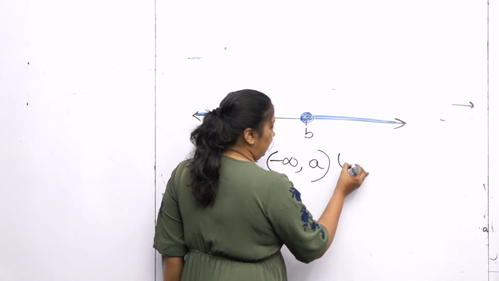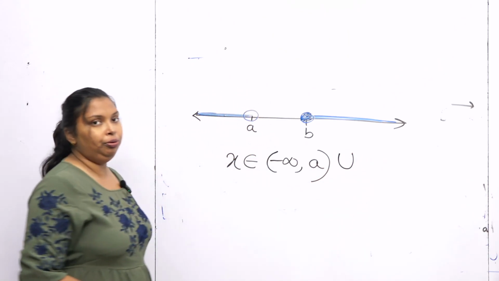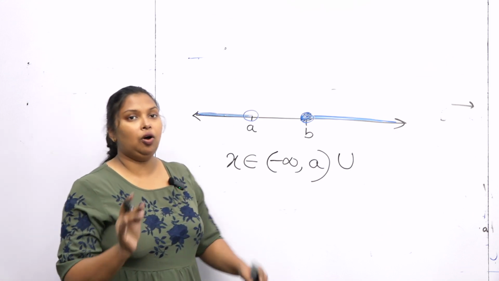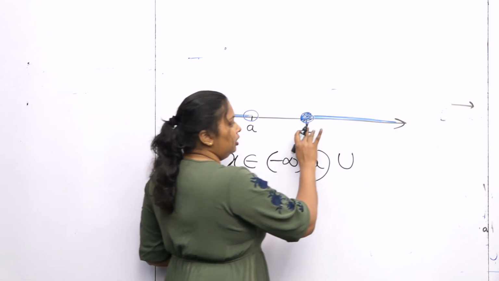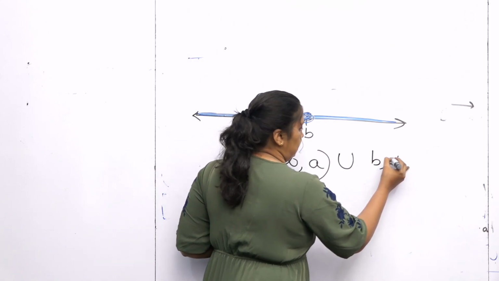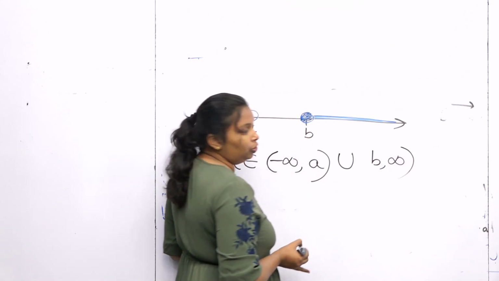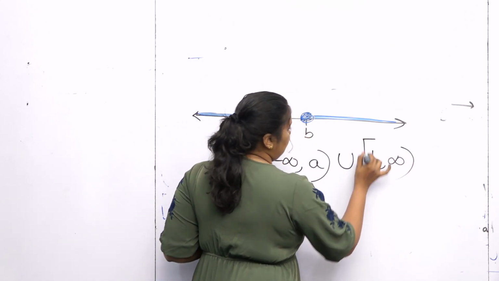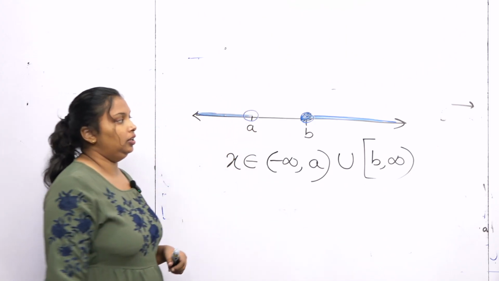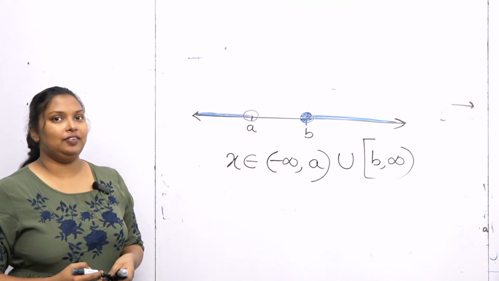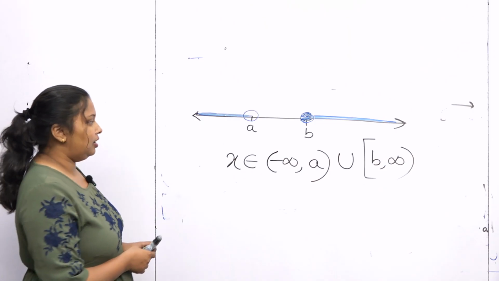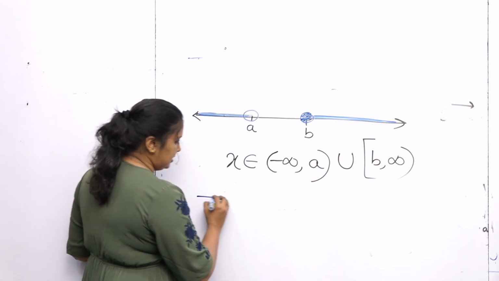We have to pick union. Can you remember union? What do you mean by union of two sets? Take all the elements of those two sets. Union b to plus infinity. On the infinity side it is open. This side should be closed. Why? We have to include b. So we can represent this like this. Very easy. Okay? Right. Now, another example.